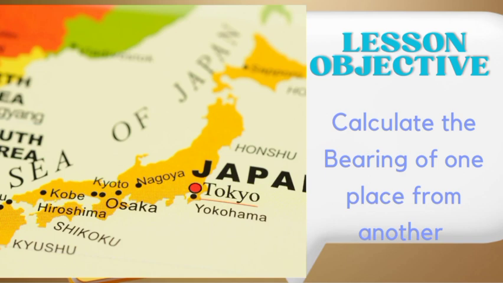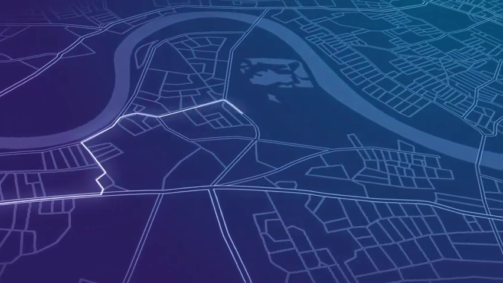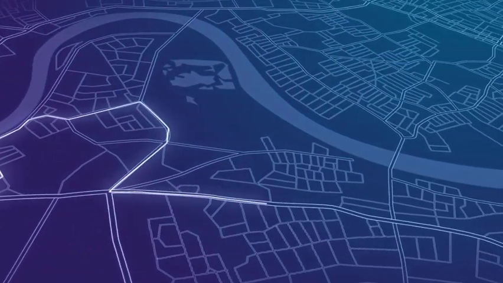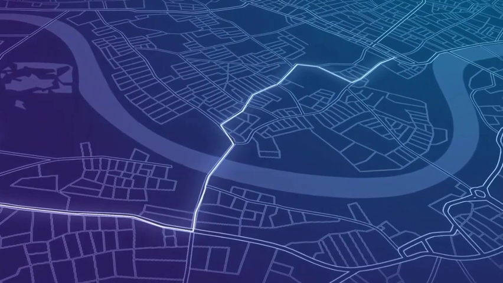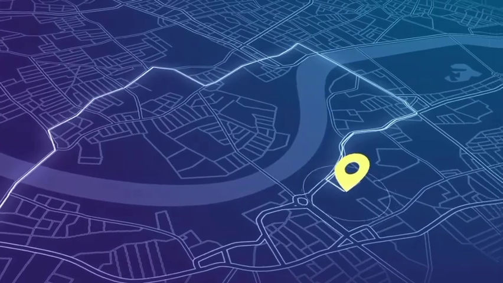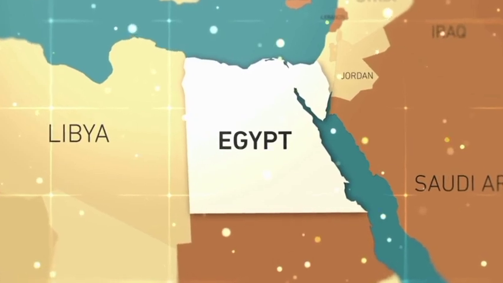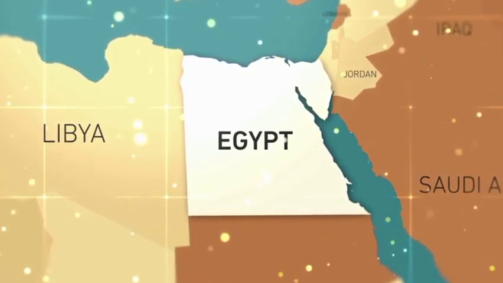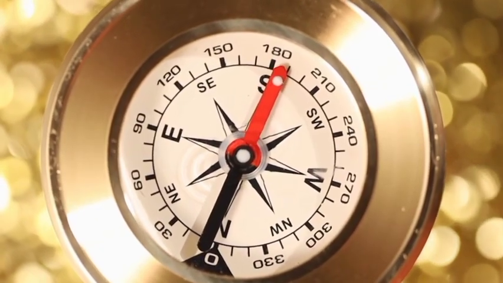Thereafter, we'll be looking at determining the bearing from one place to another. Now the question is, what is direction? Direction refers to the course or path to be followed from one point to another. It indicates the cardinal or intermediate points of the compass, such as north, south, east, and west. In map reading, directions are often indicated by symbols or arrows on the map.